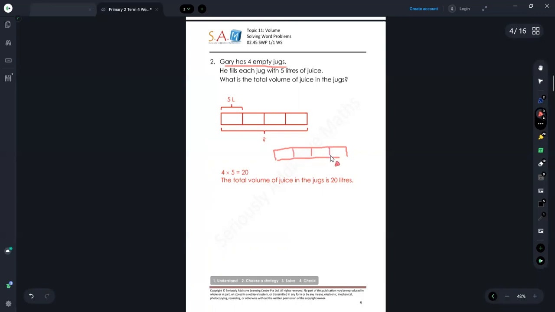So they're familiar, and each is 5 liters. Step by step labeling. What is the total volume? Okay, that's the way. After that, get the right equation.